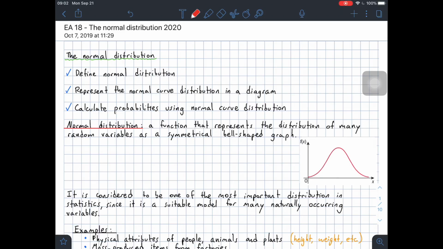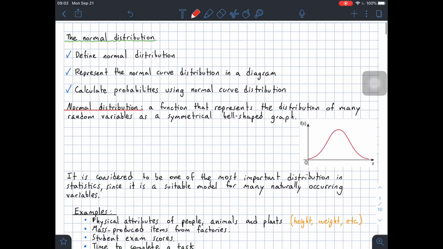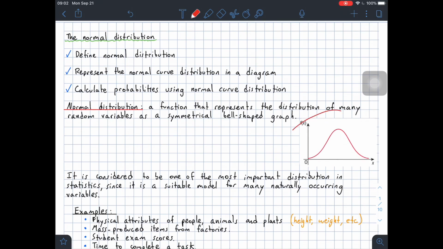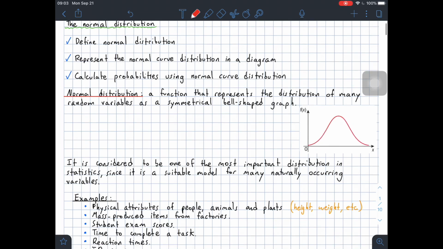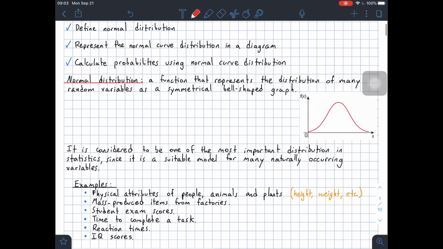Hello juniors, today we're going to continue with electronic assignment 18, which is about the normal distribution. If you remember, the normal distribution is this. It's a bell-shaped curve that describes the distribution of a particular variable of study, right? And if you take a look at the bell-shaped curve, you would remember that most of the values in a normal curve distribution are clustered in the center of the data set, okay?